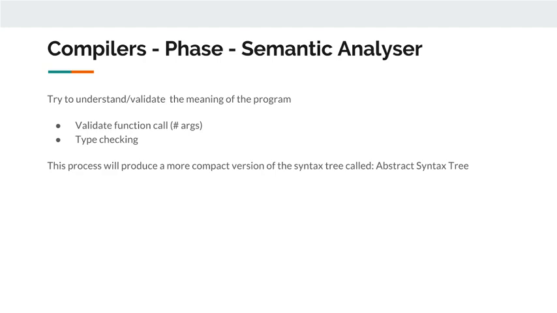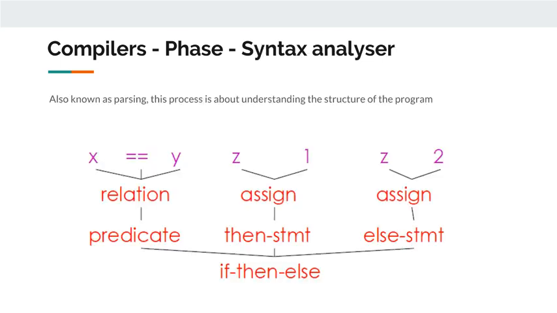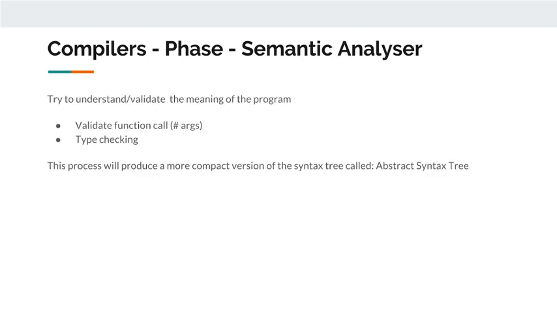I mean, if we are in a language that is statically typed, such as C++. So at this phase, we try to catch all errors early and then report and stop the compilation process. This process will produce a more compact version of the syntax tree. So basically, this tree, the parse tree that was given to the semantic analyzer, after semantic analysis, will have a more compact tree that is called abstract syntax tree.